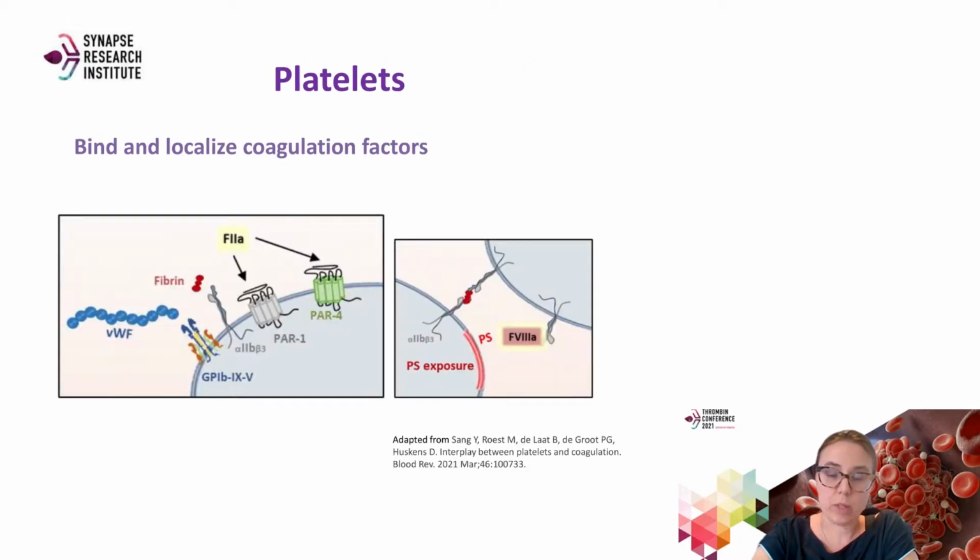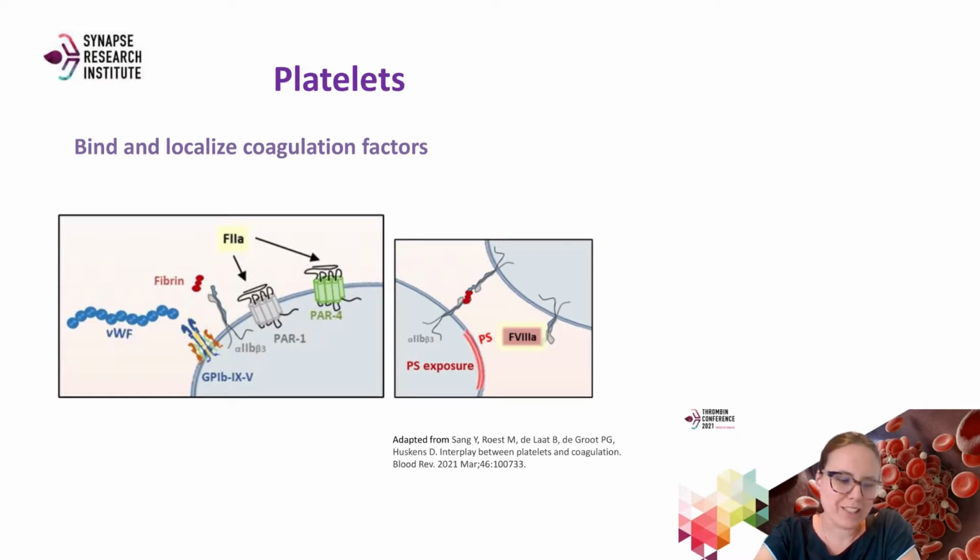So first, let's start with the platelets. During hemostasis, coagulation factors from circulation bind to the platelet membrane receptors and to PS exposed on activated cells. This localizes the coagulation factors on the coagulant surface and enhances the enzymatic reactions. Additionally, thrombin that is formed during thrombin generation can also activate platelets by binding to the PAR1 and the PAR4 receptors.